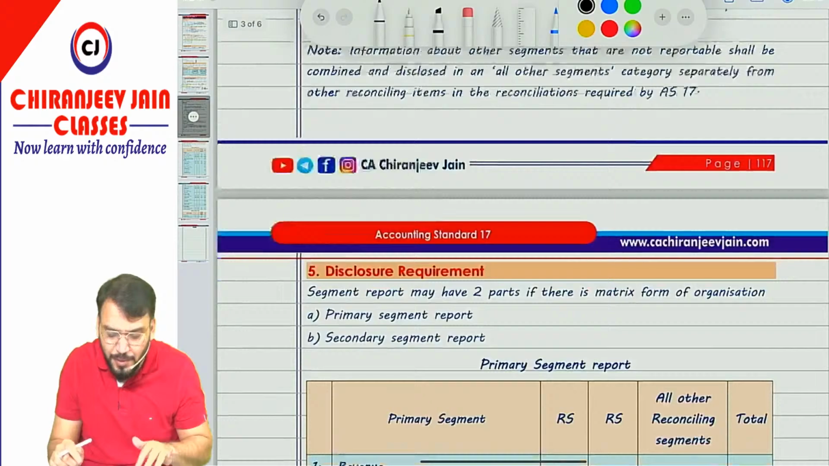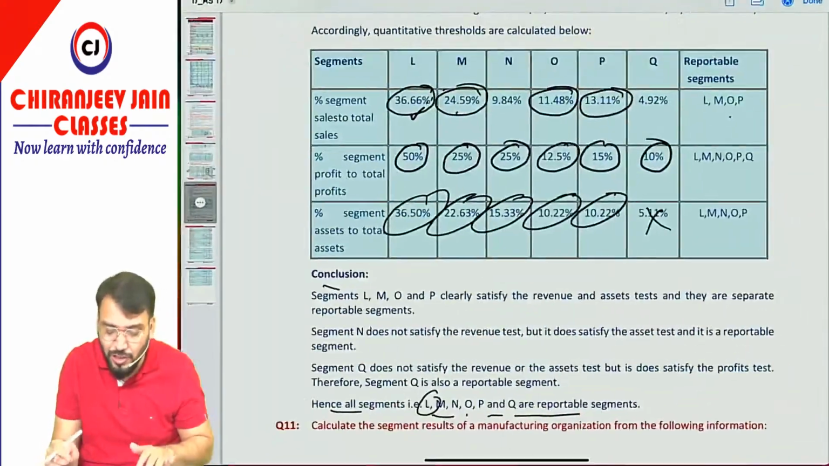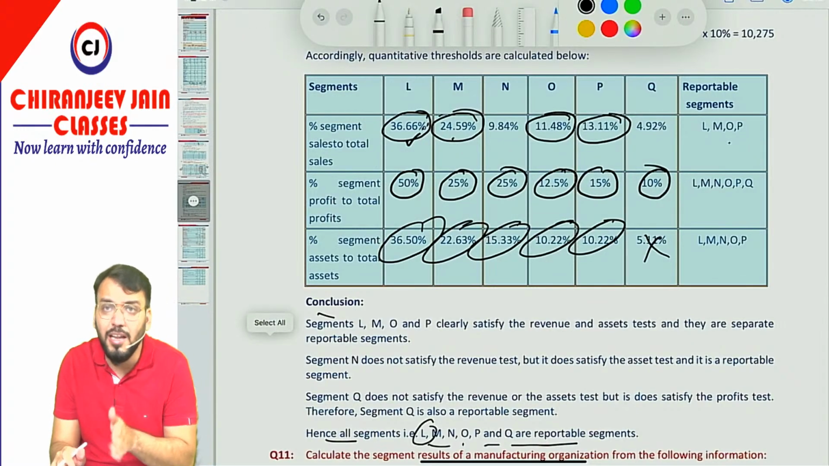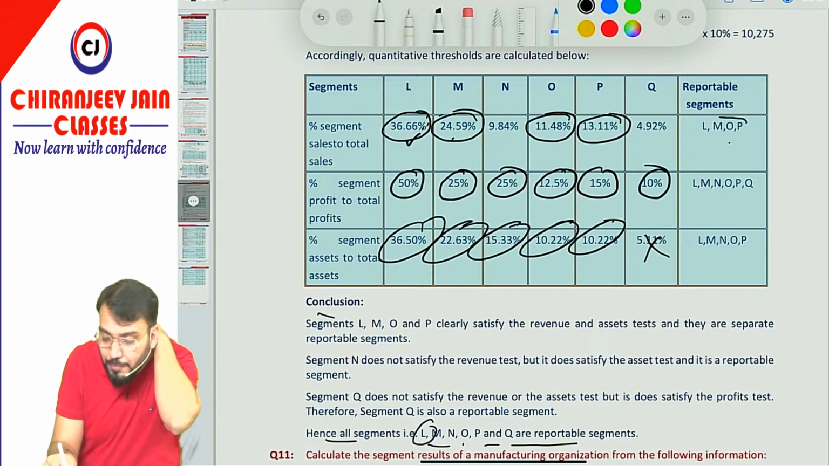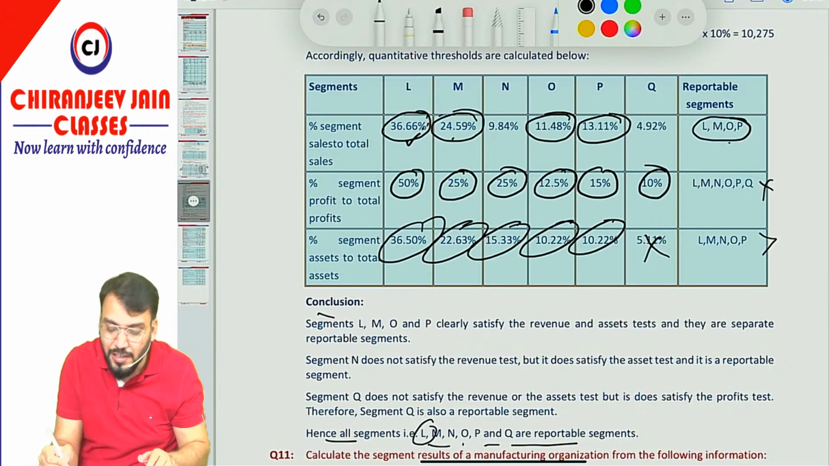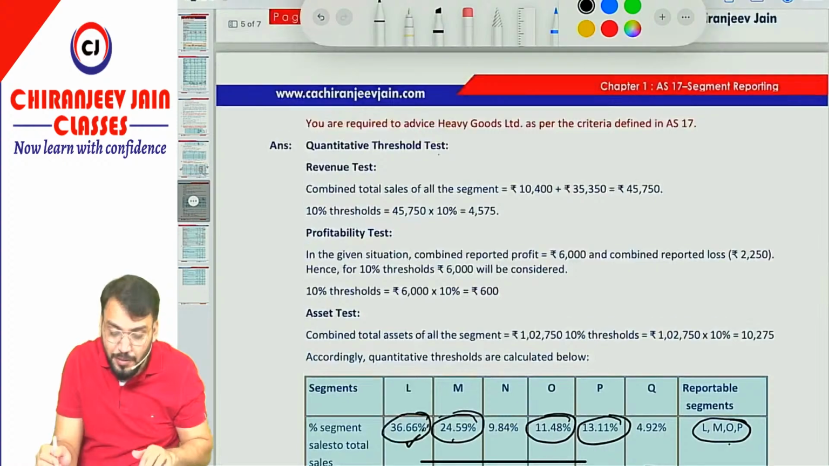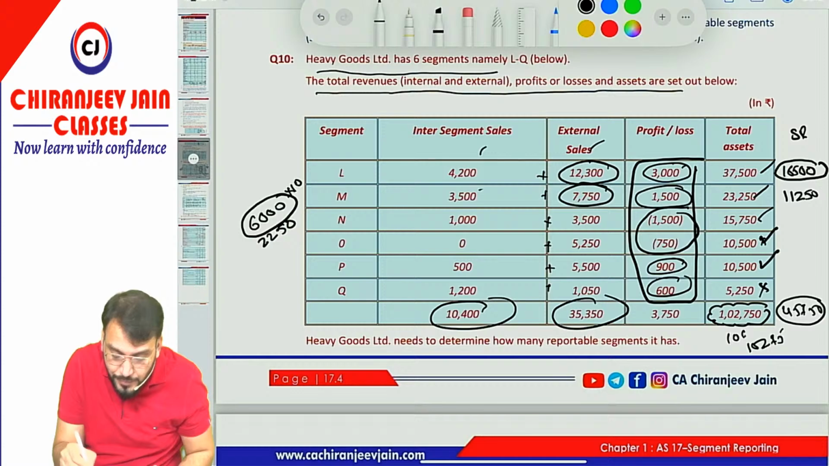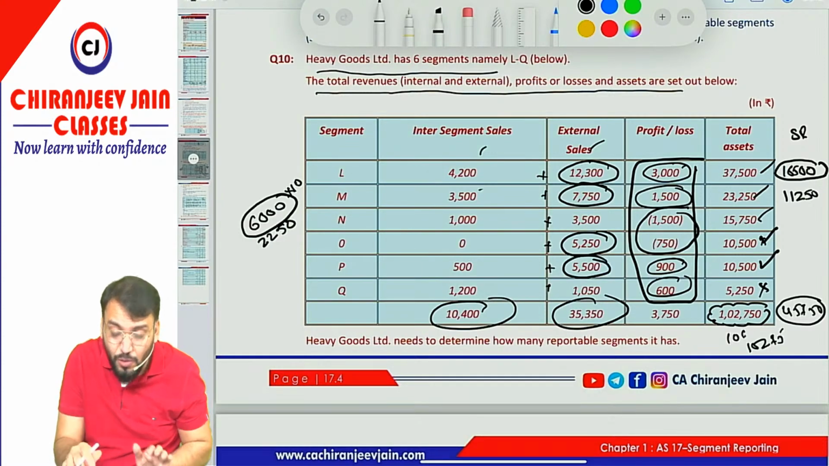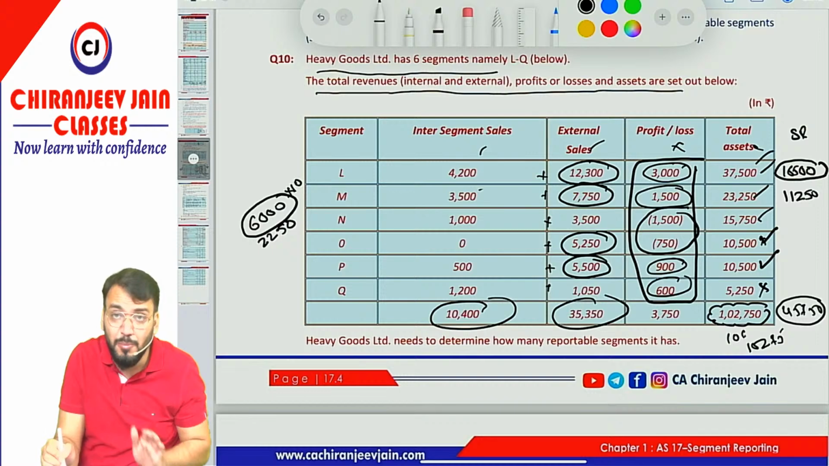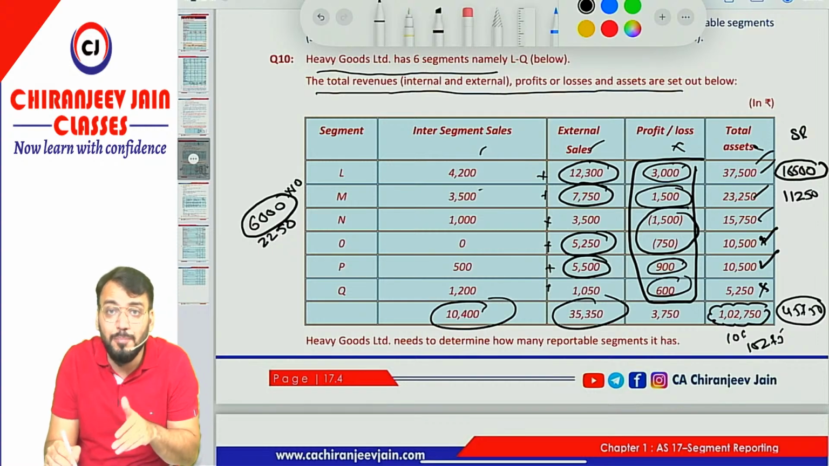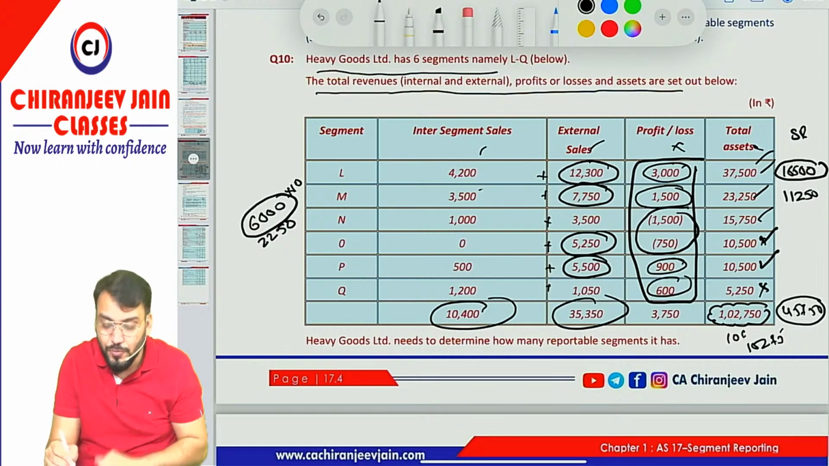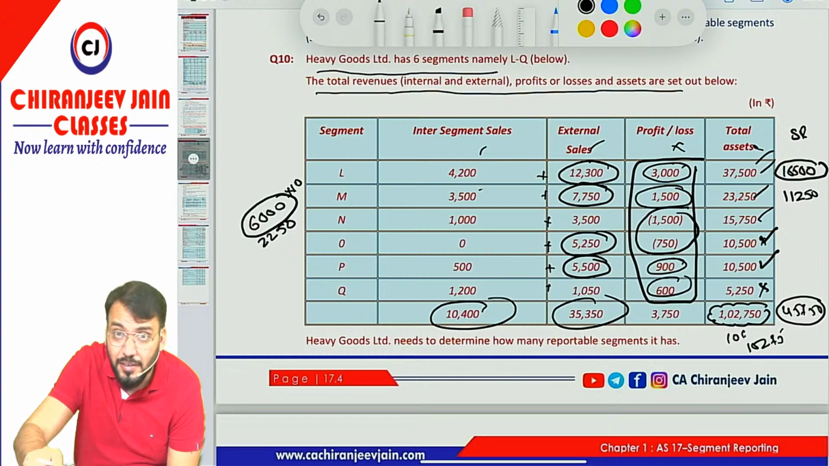Correct. Let me take one example. Suppose, as per the last question, let us see. In this question all are reportable, but let us assume only L, M, O, P were reportable. Let us ignore the rest. Only this information is given. In this question all are reportable, so it means 100% of external sales are reportable. But suppose only L, M, O, P are reportable.